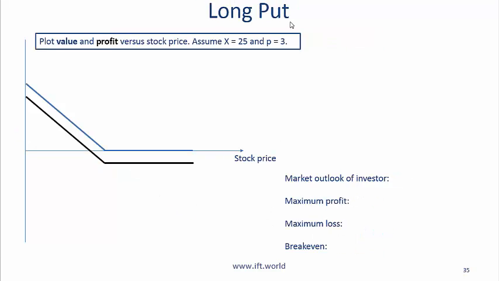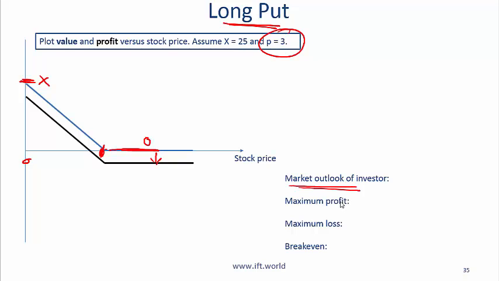Next point is a long put. So remember, the blue line is what we've seen before. The payoff is equal to X if the stock goes to 0. What's the payoff over here? So over here the payoff would be 0. The profit diagram in black is simply the payoff down by 3. If the put option is worth 3, then you just go down by 3. What is the market outlook of the investor? Long put outlook is bearish.